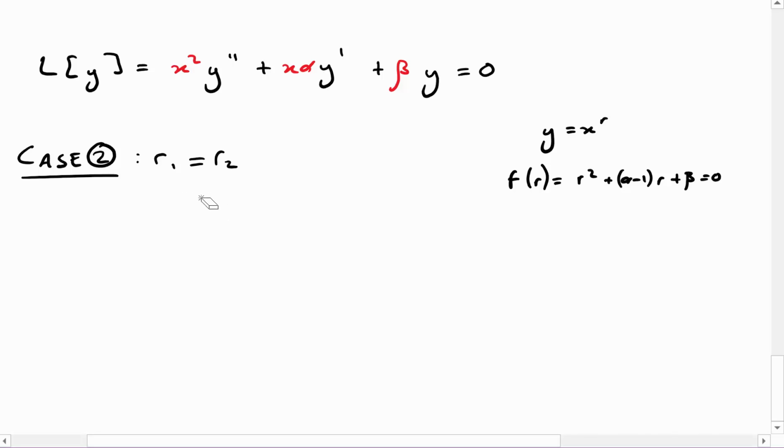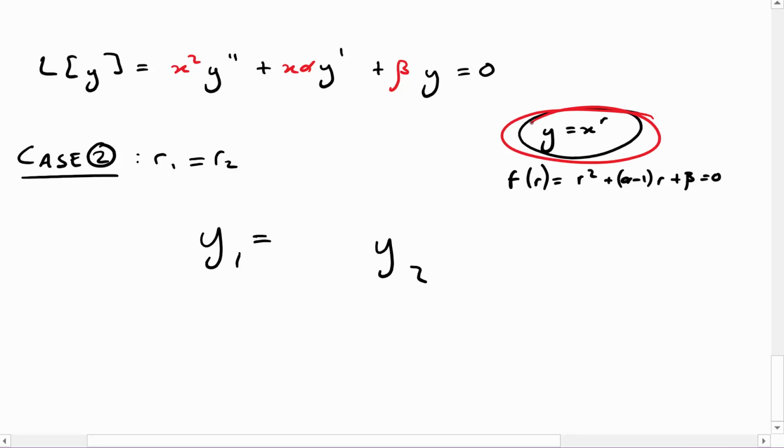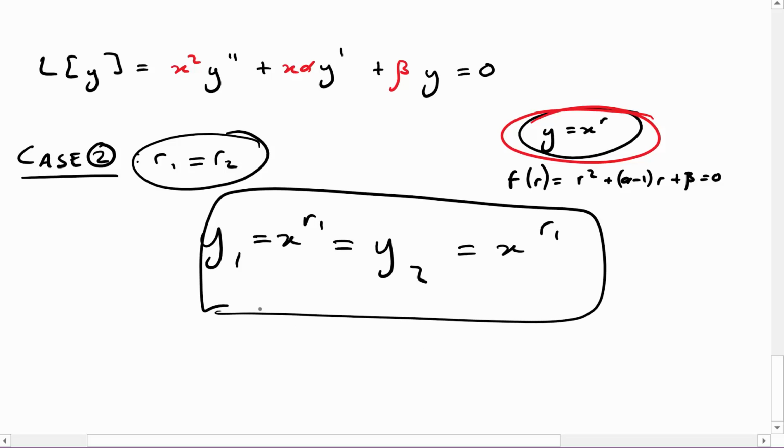Now remember, with a second order differential equation, we're always looking for two solutions, y1 and y2, regardless. So here we're looking at when r1 is equal to r2. If we just use y equals x to the power of r, then y1 should be x to the power of r1, and y2 should be x to the power of r2. But I've said that r1 is equal to r2, so y2 is also equal to x to the power of r1. They're both the same, so I only end up with one solution. That's not right.